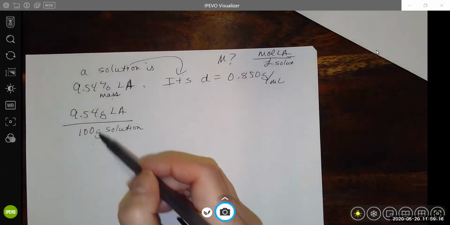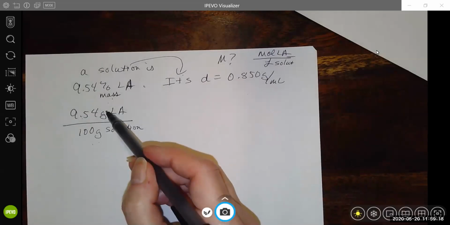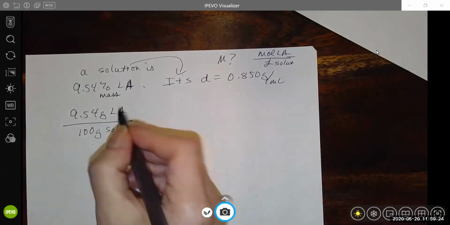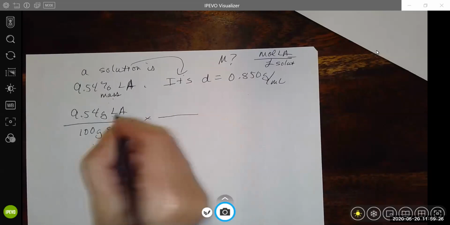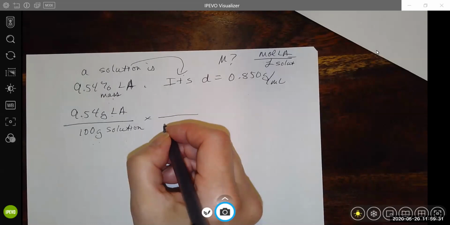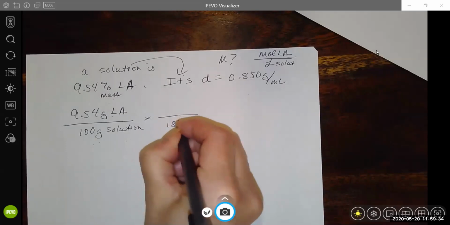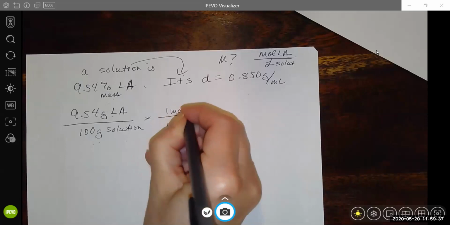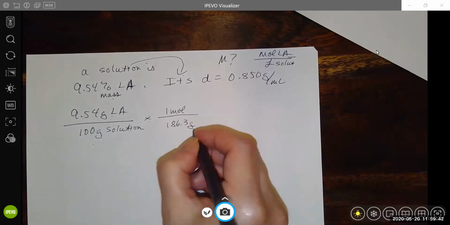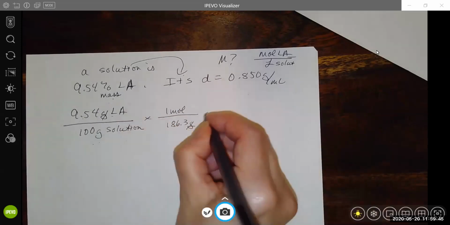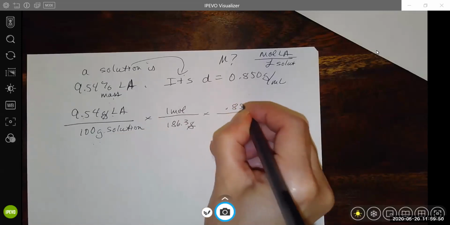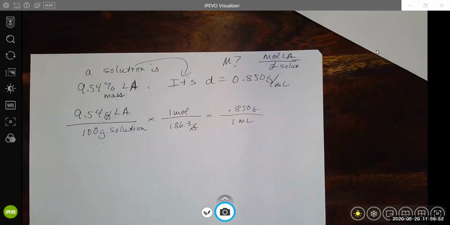Some people like to take this problem and do 2 problems, like do the grams, forget that's there, do the grams, and then put it back together. I just kind of do it all as one. So grams to moles, we did that a minute ago, and that is 186.3 grams in 1 mole. That was given in the problem. If it wasn't given, you'd have to calculate it based on the formula, but we'll just use that. Now I'm at moles. And grams of solution to liters, 0.850 grams is 1 milliliter of solution.